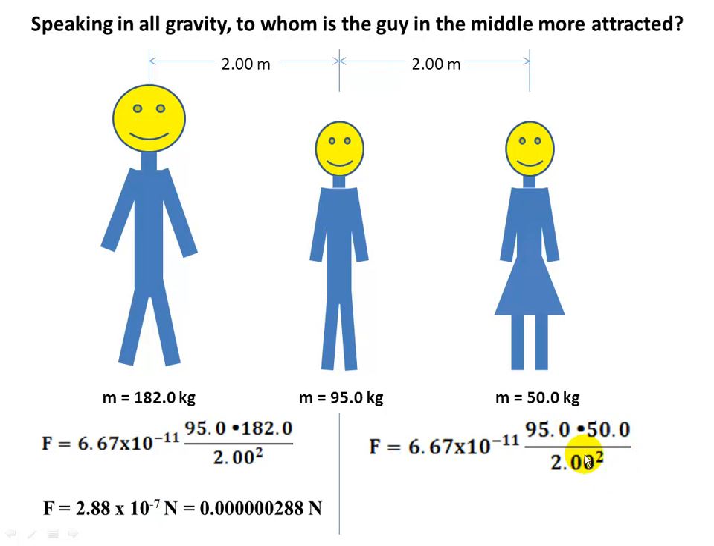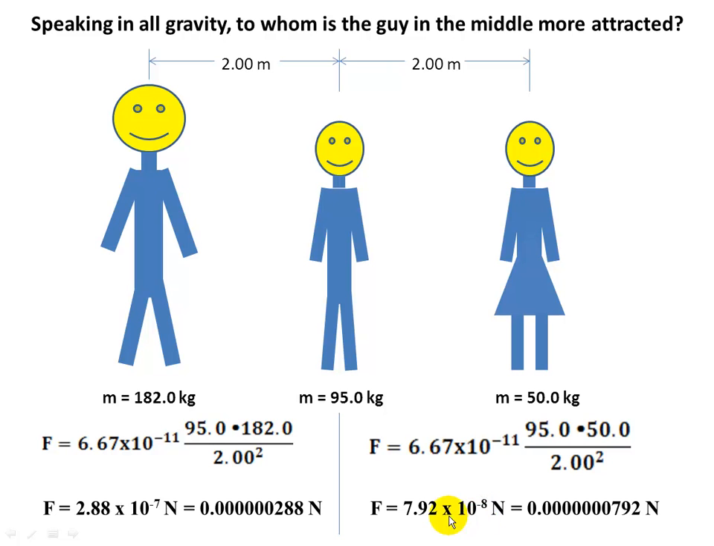We did the same thing over here to calculate the force of attraction between the guy in the middle and the girl on the right. We still use the universal gravitational constant, multiply it by the mass of the guy in the middle and by the mass of the girl on the right, and divide by the distance between their centers, and we get this number, 7.92 times 10 to the minus 8th newtons.